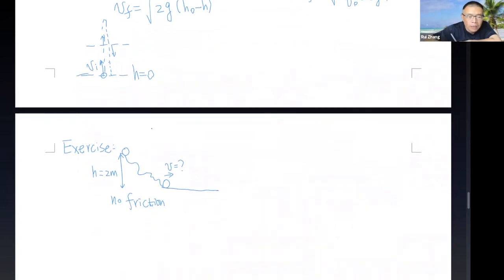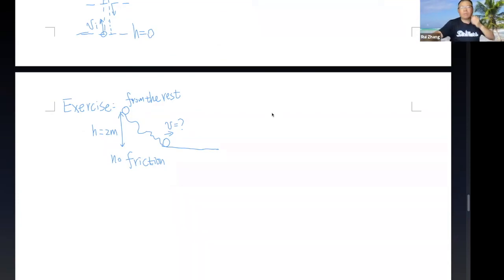So anyway, just do this problem. I forgot to mention, they start from rest. Okay, go ahead. I'm going to give you like 15 minutes or so to try it.